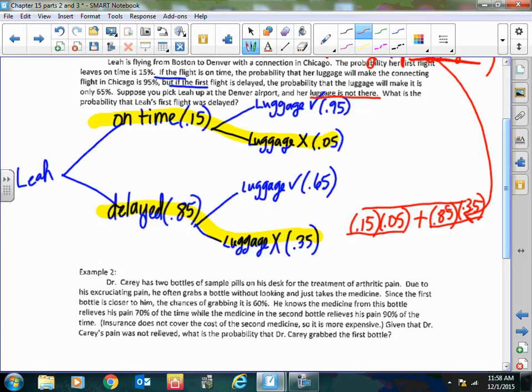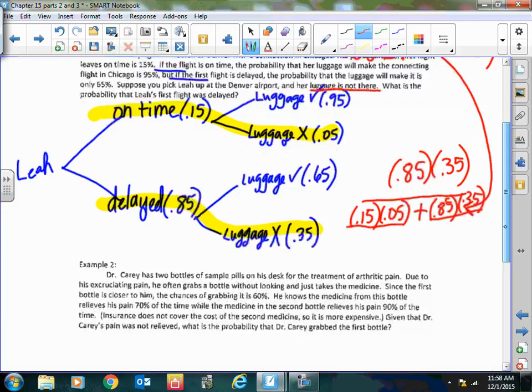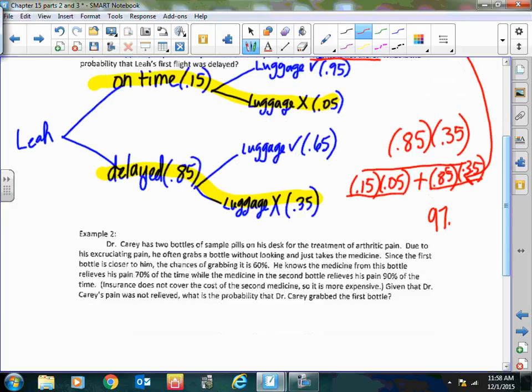One of these pieces goes on top. So the part goes on top and the whole on the bottom. What part goes on top? The delayed is the question. Given that the luggage wasn't on time, what's the probability it was delayed? So the delayed one goes on top, and it is not just 0.85, people. It is the delayed and the luggage doesn't get there. It's not just all the delayed. So if you go through this multiplication, you end up with this answer.